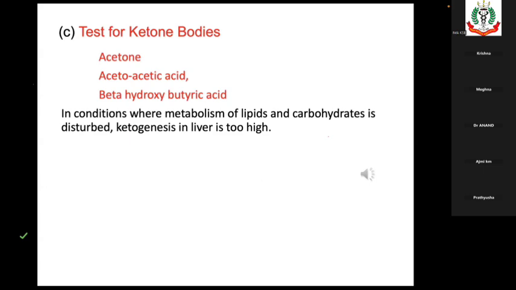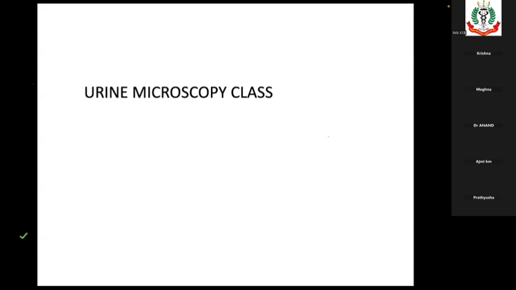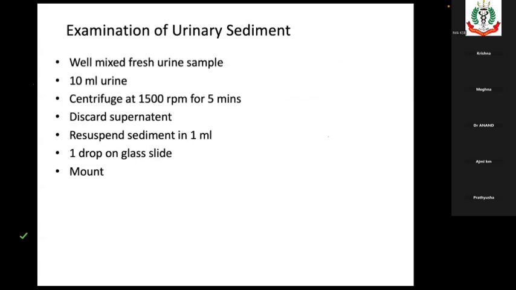So for any urine test, there are things you must know. What is the principle of the test? What is the procedure? And finally, how do you interpret the test? And if there is a grading, that also. Rothera's test, causes of ketonuria. And this is again 6 marks, or sometimes they can even ask as a 10 marks question. That is urinary sediments or urine analysis.